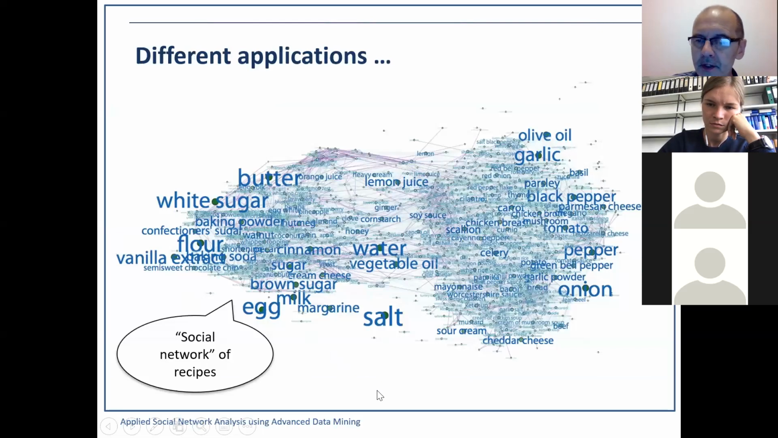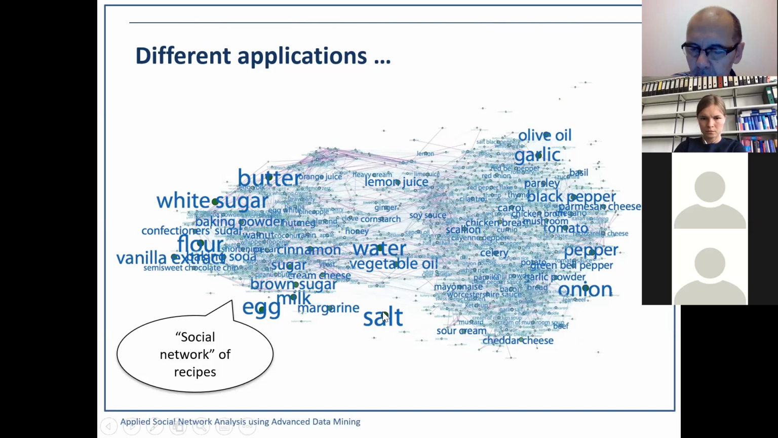But also different applications. We don't always have people as nodes and relation among people as links. So here I'm showing a social network of recipes, and as we can see, there is a high concentration among these recipes and also a high concentration among these recipes on the right side. Any ideas? What are we speaking about? How did we establish this social network? How did we define nodes and links among nodes?